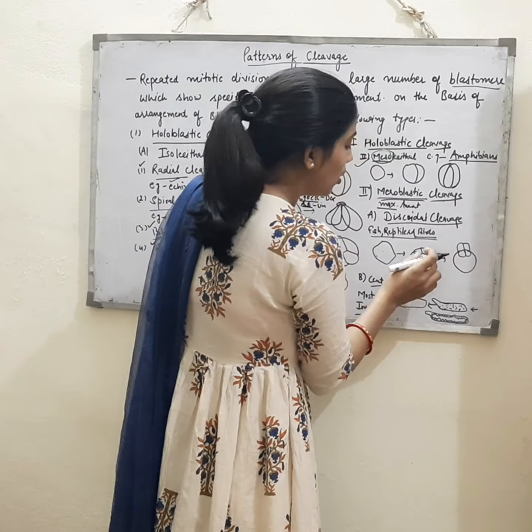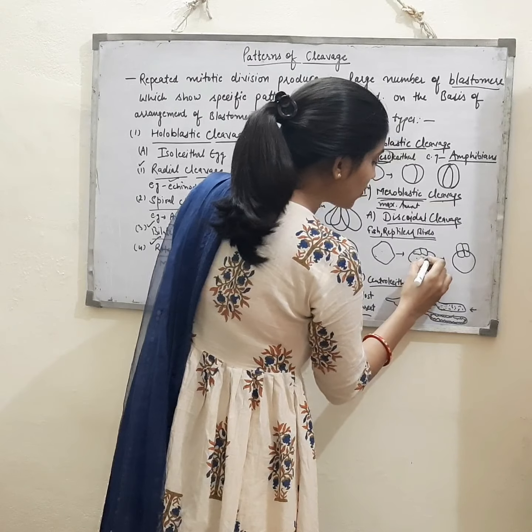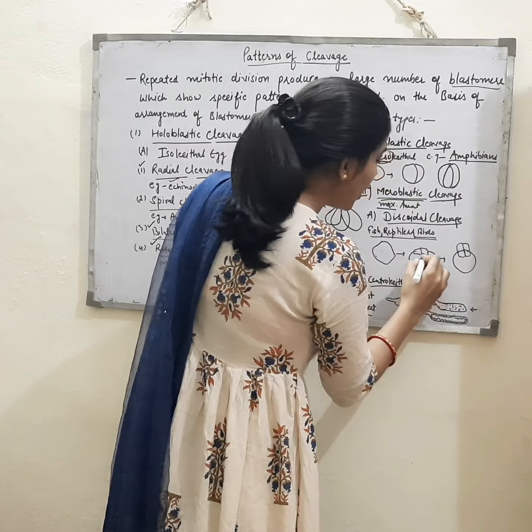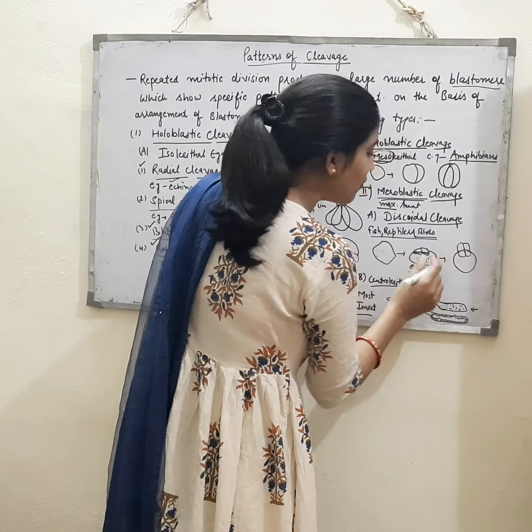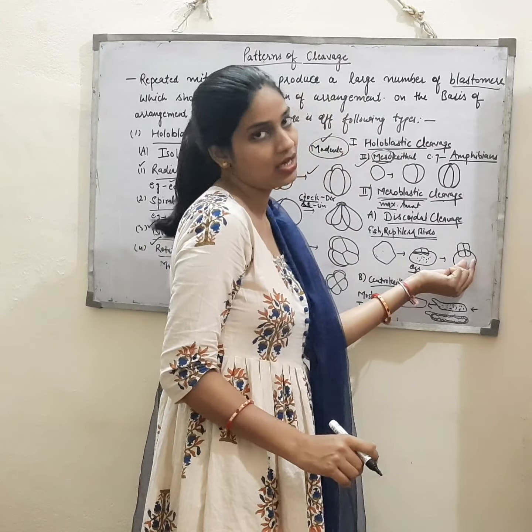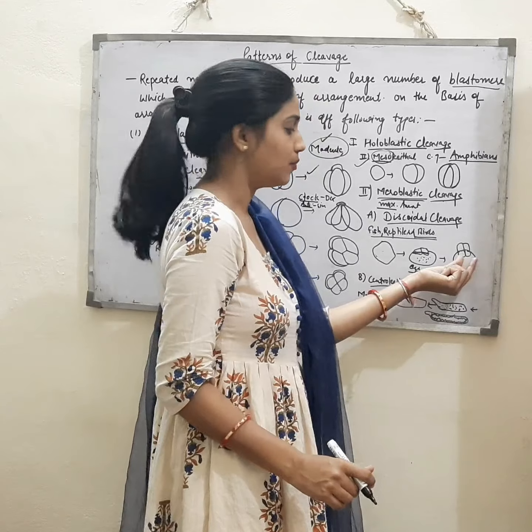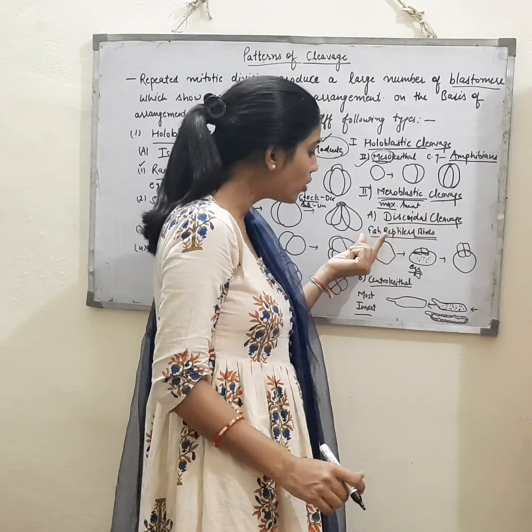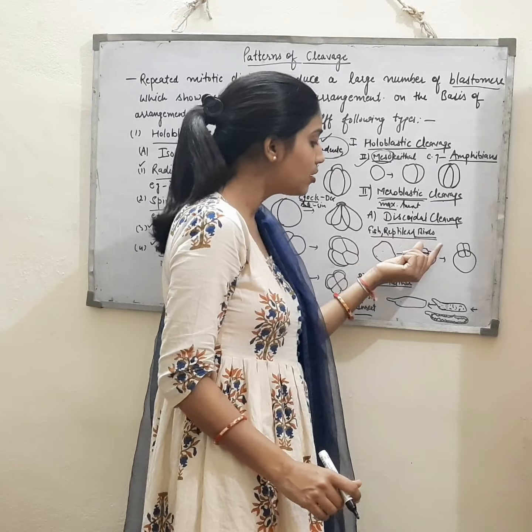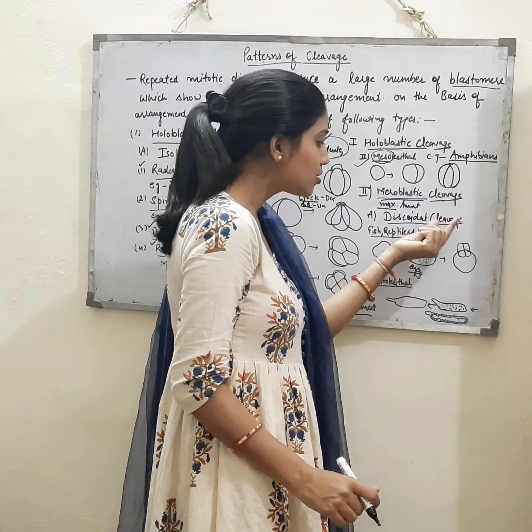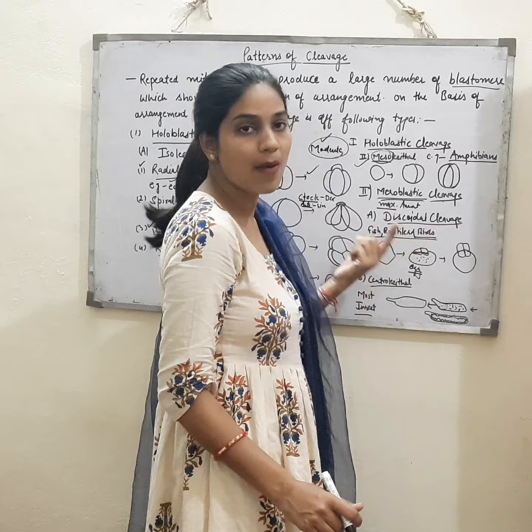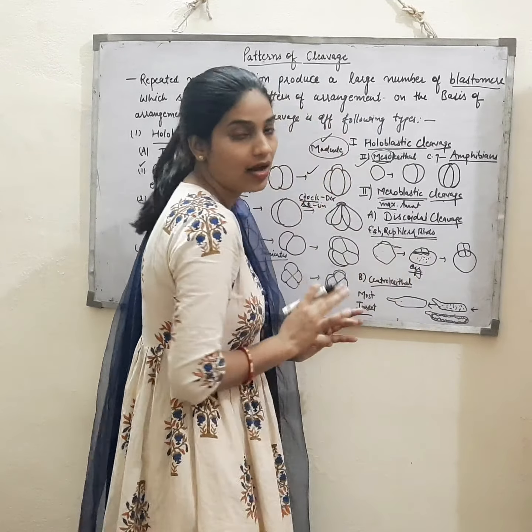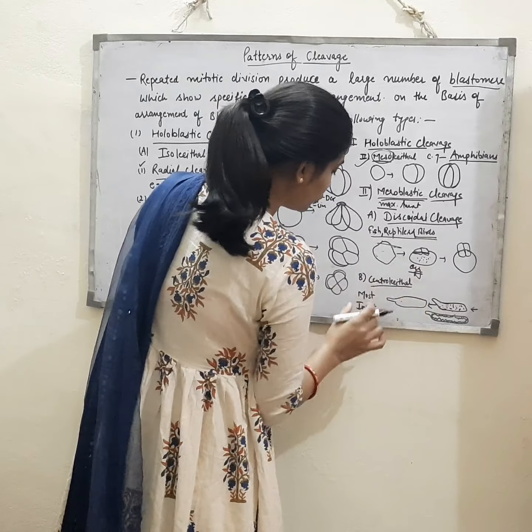Maximum yolk is present in this type of egg. So a disc-like pattern is formed, and the cleavage occurs only in this disc-shaped active cytoplasm. So this one is known as discoidal cleavage, and discoidal cleavage is mainly found in fishes, reptiles and birds. Why? It is known as discoidal because the maximum amount of yolk is present in the remaining portion of the egg or the embryo.